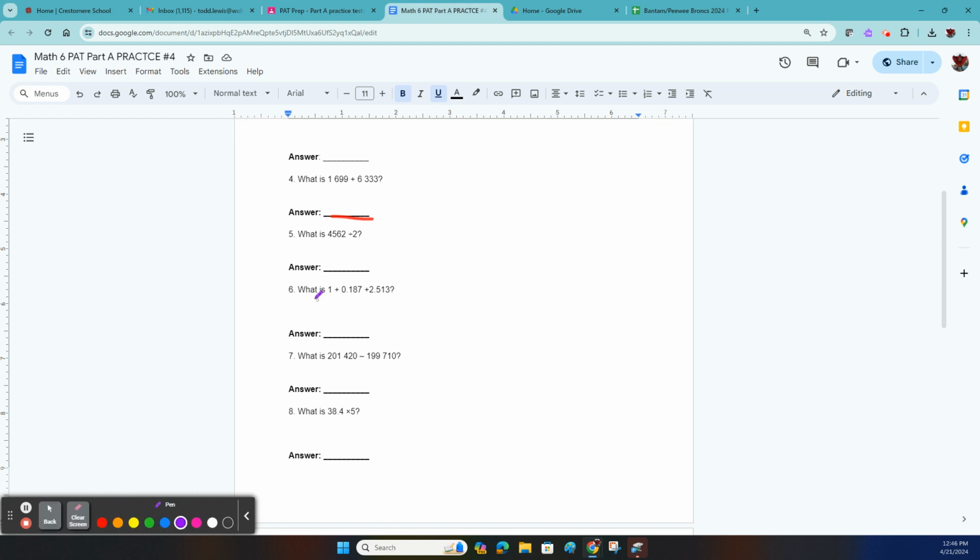Let's do this one. There's three terms in this addition one, so that can be kind of tricky. Again, we're writing them vertically. And with all subtraction and addition, it's really, really important we align our place values. So notice I've got my ones lined up here. So 1 plus 187 thousandths plus 2 and 513 thousandths.